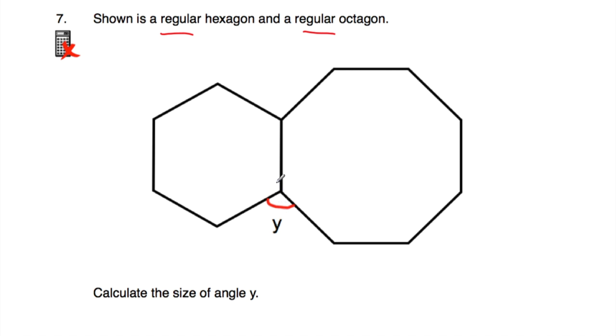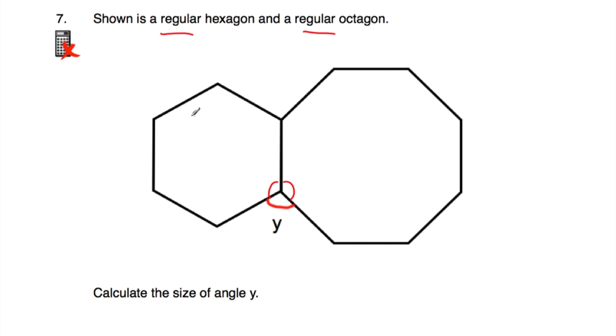So if we have a look here, we've got three angles that meet at a point. We've got this angle, this angle, and Y. And they all meet at a point, so that means that these three angles will add together to be 360 degrees. So we need to find the size of each interior angle of the hexagon, and the size of each interior angle of the octagon, and then we can take those two away from 360 to find the size of Y. So let's do that.